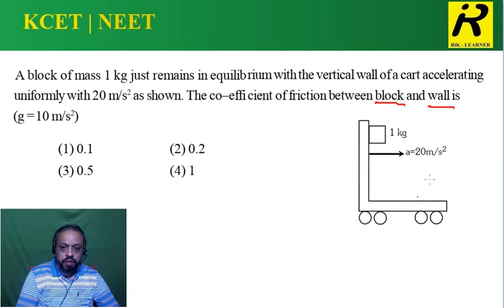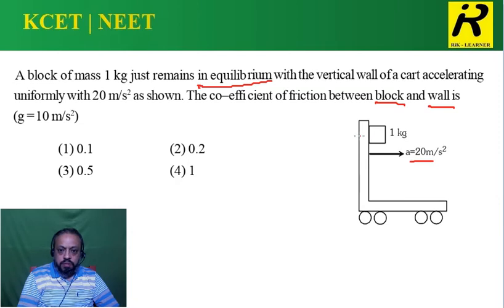So what we are seeing in this picture, this is a cart, right? And this cart is accelerated to the right with 20 meter per square second. And we are seeing a block like this, which is of 1 kg mass. And while the cart is accelerated to the right, this block is said to be in equilibrium, right? That means it is not falling down.